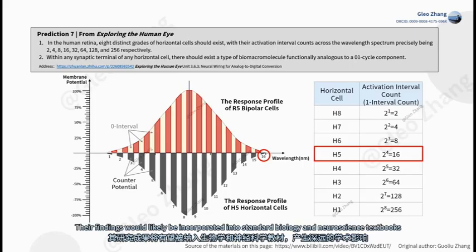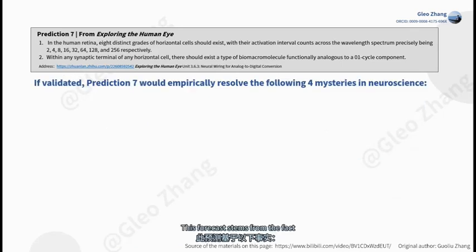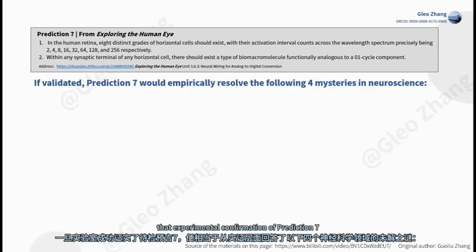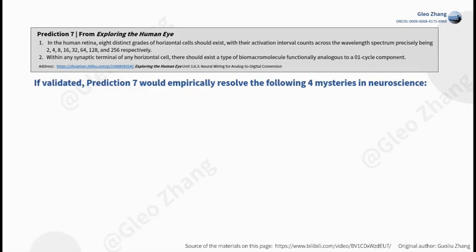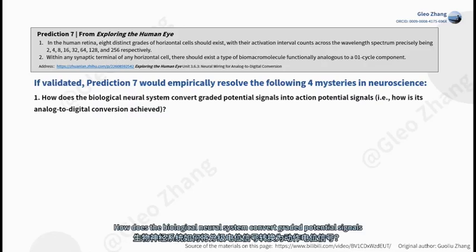Their findings will likely be incorporated into standard biology and neuroscience textbooks, generating profound academic impact. This forecast stems from the fact that experimental confirmation of prediction 7 will empirically resolve the following four long-standing mysteries in neuroscience. Question 1. How does the biological nervous system convert creative potential signals into action potential signals?